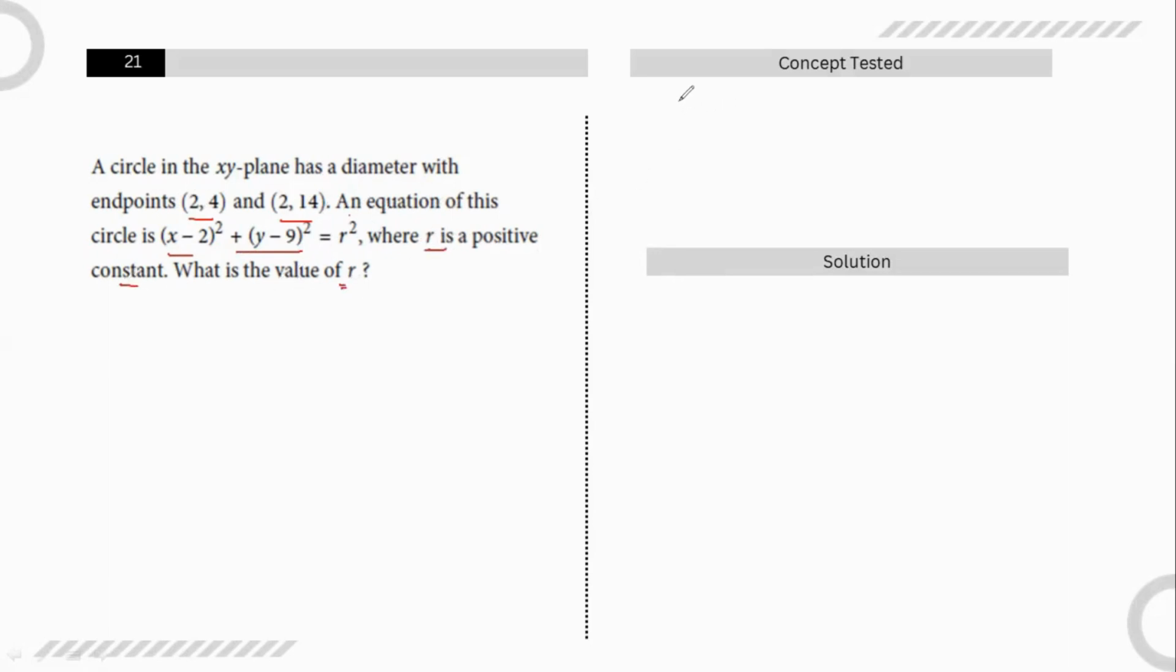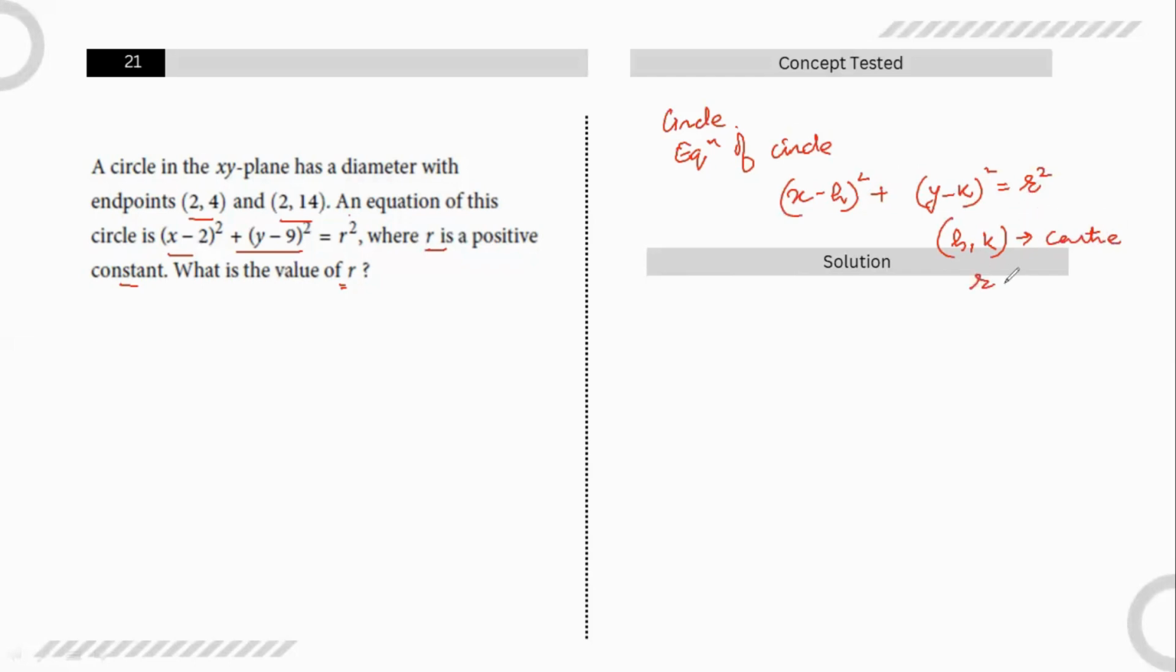Now, the concept tested is from the topic circles, that is geometry, and in geometry, the equation of a circle. Let's quickly review. That is (x minus h) whole square plus (y minus k) whole square is equal to r square. H and k are the coordinates of the center of that circle. R is the radius of that particular circle. So they are giving you the equation of the circle in center and radius form, and r is required.